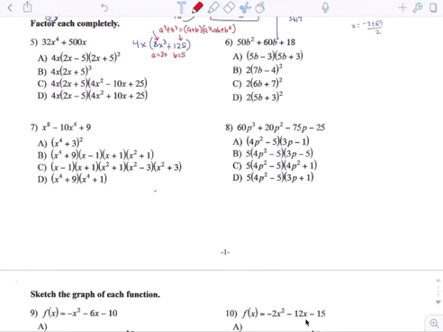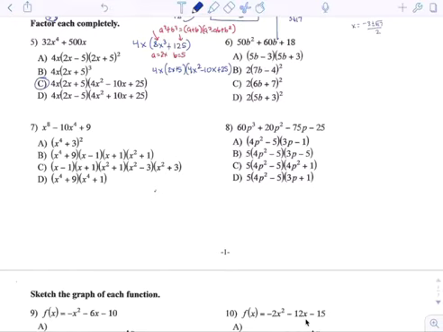Okay, now we're just going to follow the formula. So our a plus b is going to be our 2x plus 5. Our a squared is going to be 2x squared, which is 4x squared. Our a times b is 2x times 5, which is 10x, so we're going to get negative 10x. And our b squared is 5 squared, which is plus 25. So our answer is not D, it is C.